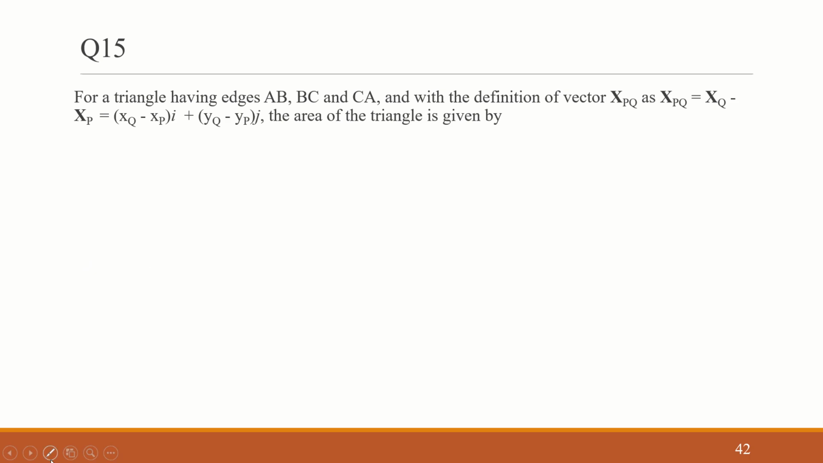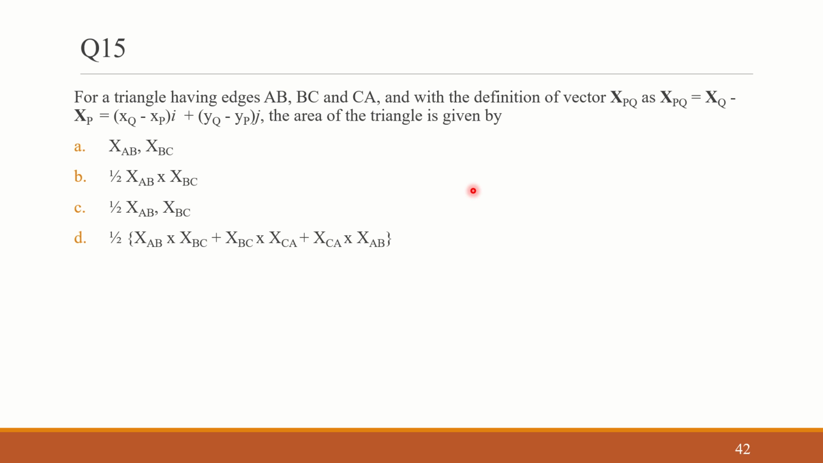For now, we'll go to the last question for today's session. For a triangle having edges AB, BC and CA, with the definition of vector XPQ as XPQ equal to XQ minus XP, equal to (XQ minus XP) into I vector plus (YQ minus YP) into J, the area of the triangle is given by dash. Option A, XAB into XBC. Option B, half into XAB cross XBC. Option C, half XAB comma XBC. And the last one, half into XAB into XBC plus XBC into XCA plus XCA into XAB.